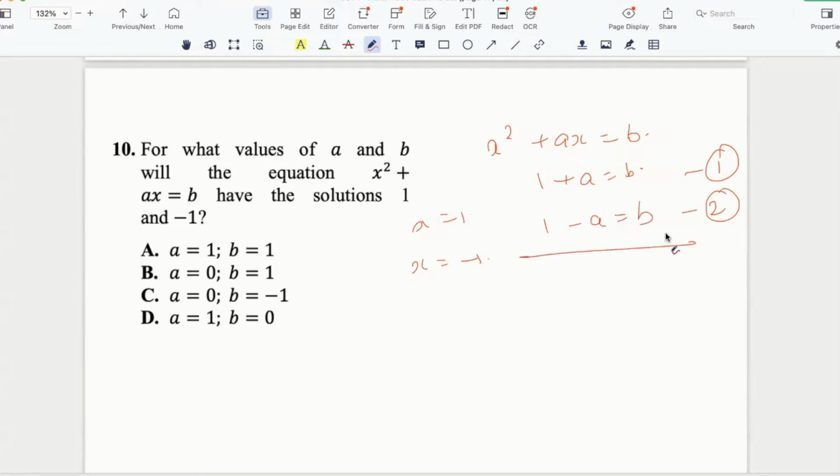So if I add both of them, I get 2 is 2b. So b is 1. And if b is 1, then a has to be 0. So a is 0 and b is 1 are the values of a and b.